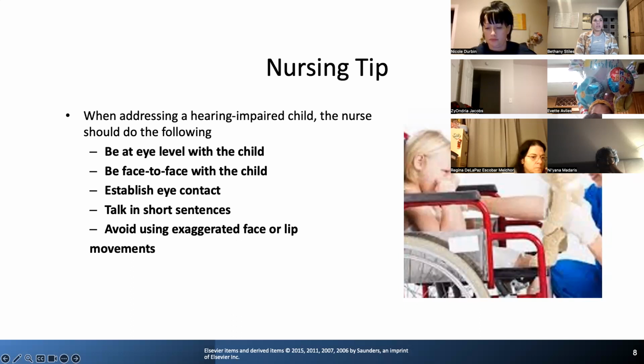We want to avoid using exaggerated face or lip movements so that we're not distorting the message. If they're reading your lips and you're trying to extra enunciate things, it might not look the same as if you were speaking regularly.